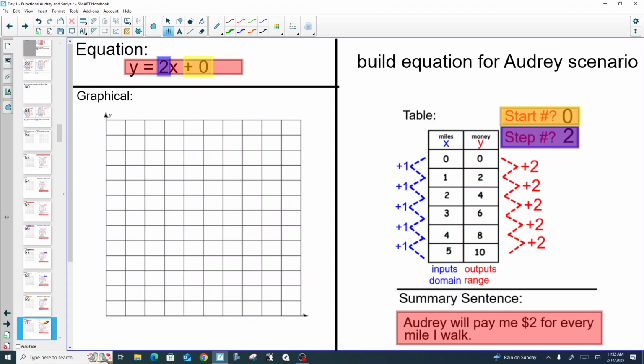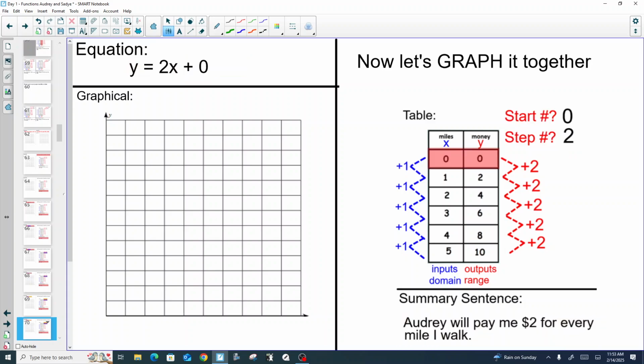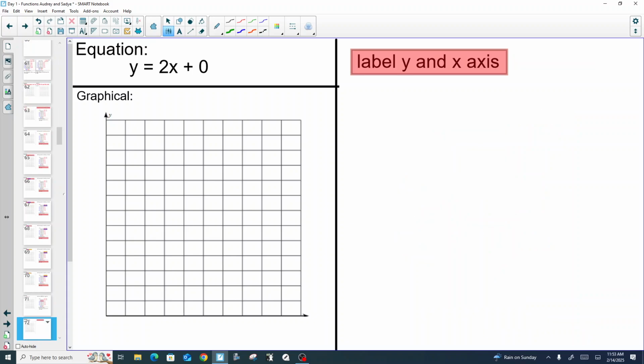You know, it's easy as can be. Y equals step number times x plus start number. We're done with the equation. Now, at this time, we're going to graph that equation, or you could think of it as we're going to graph the Audrey scenario. And in order to do that, we need to label the y and x axis.